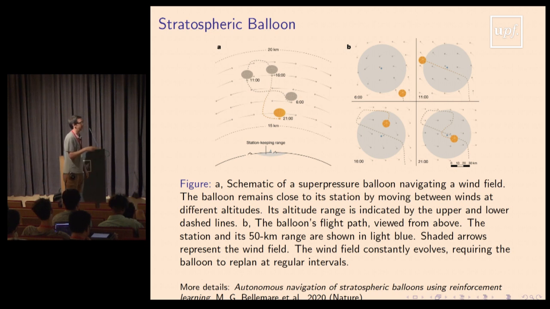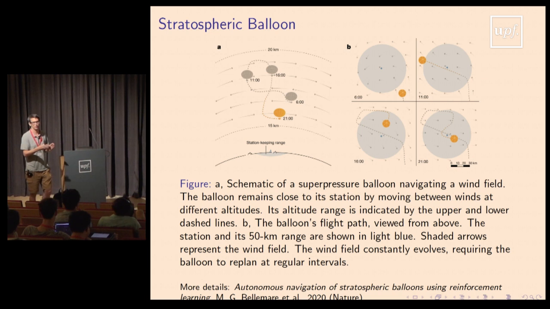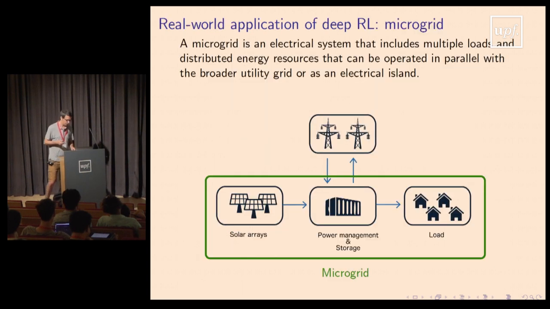And that way, you can decide the trajectory that you will get for your stratospheric balloon. And this problem has been tackled with reinforcement learning. Other types of problems that can be tackled with reinforcement learning include the optimization of the control of microgrids.